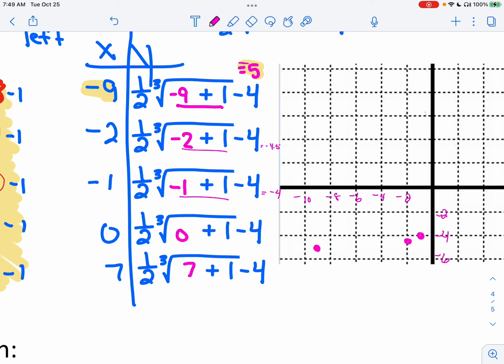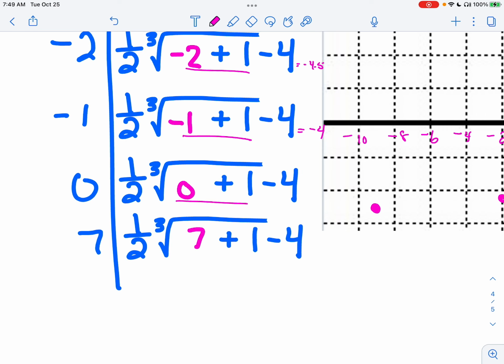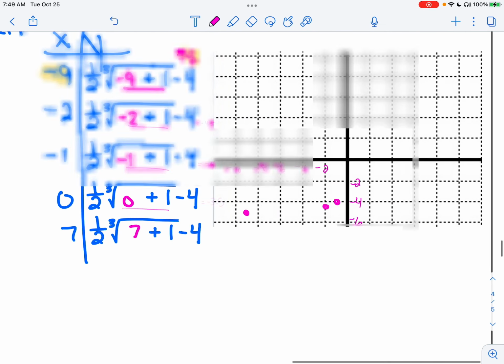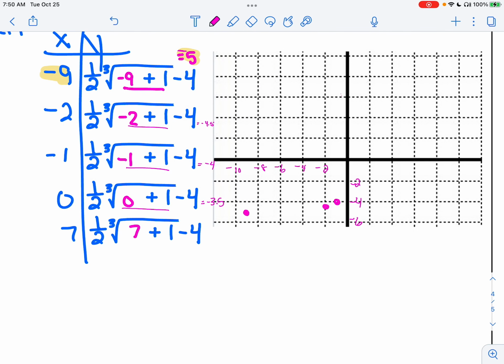There's your middle point. Plugging in 0, that's going to be cube root of 1 is 1 times 1/2 is 1/2 minus 4 is -3.5. We're going to finish these videos. So over 0 and down 3.5 will be like right here. Kind of that weird little curve that happens.